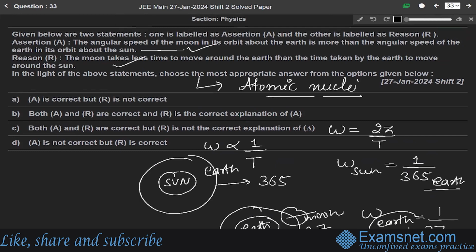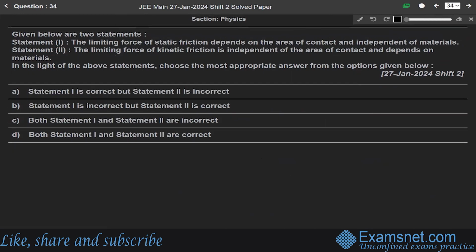So the correct option is option B, that is both A and R are correct, and R is the correct explanation of A. Now next question, question number 34. This question says that given below are two statements. Statement 1 says that the limiting force of static friction depends upon the area of contact and is independent of material. And statement 2 says that the limiting force of kinetic friction is independent of the area of contact and depends on the material.